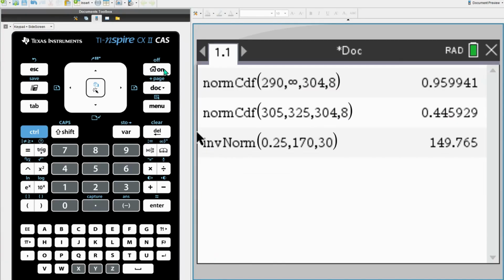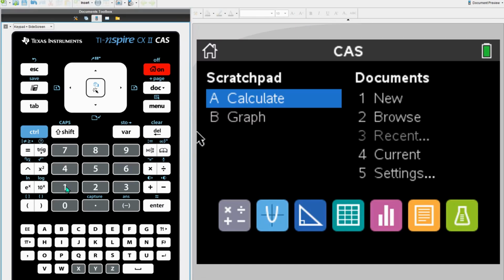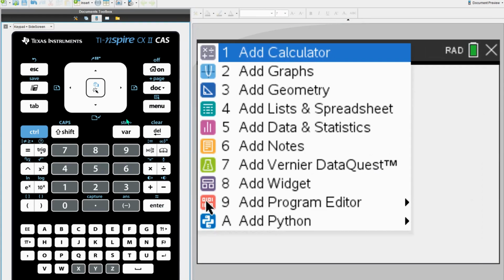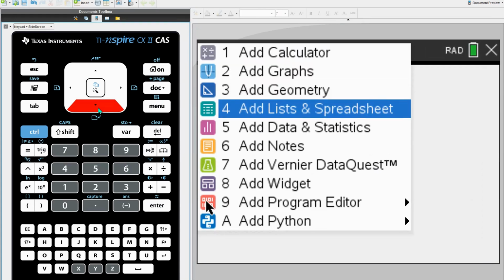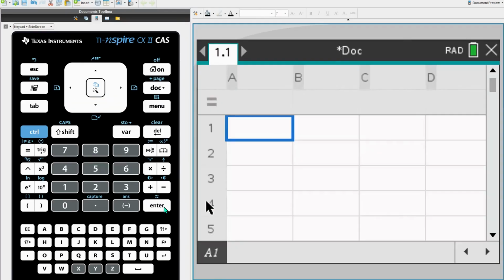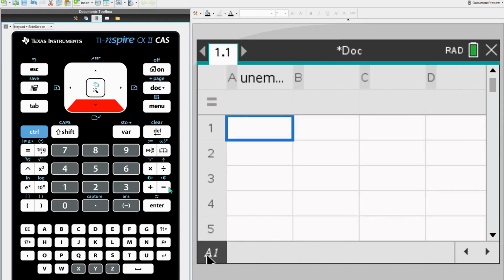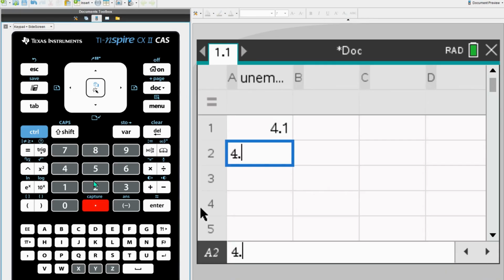I am going to go to the home screen and start a brand new document, so everything is nice and new. What I want to do is put the data into the calculator, which means I start by adding a list or spreadsheet page. When I get that page, if I go up, I can name the list I'm about to do. That is unemployment. That's going to be the name of my list. And then I'll arrow down and start entering the list. 4.1, enter, 4.5, enter.